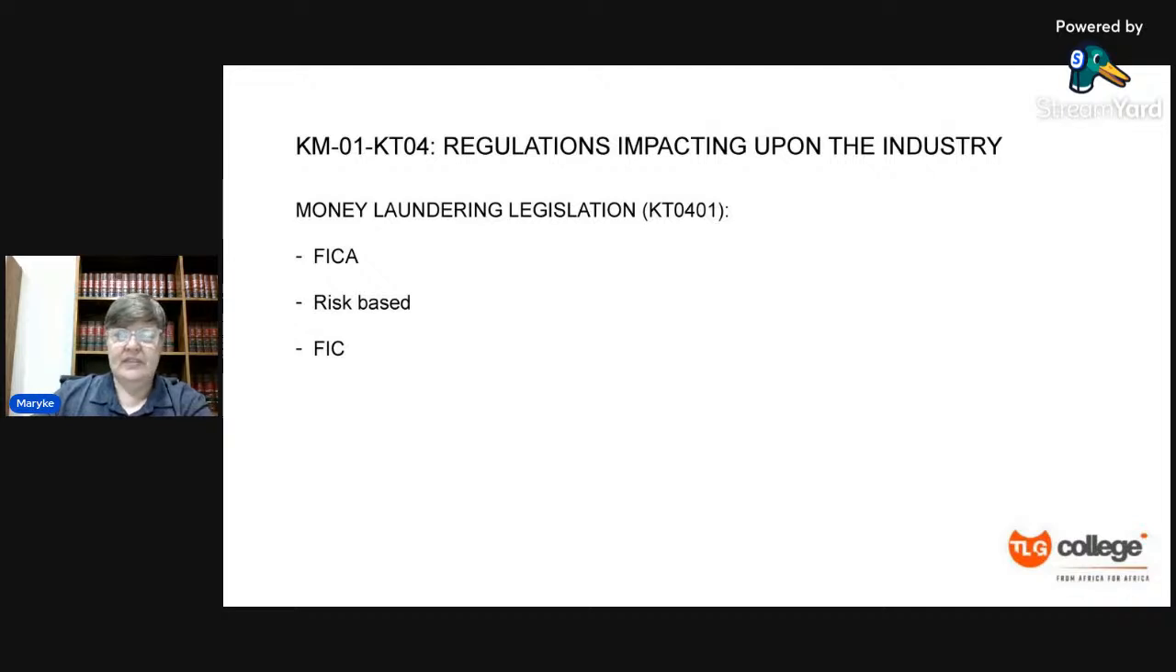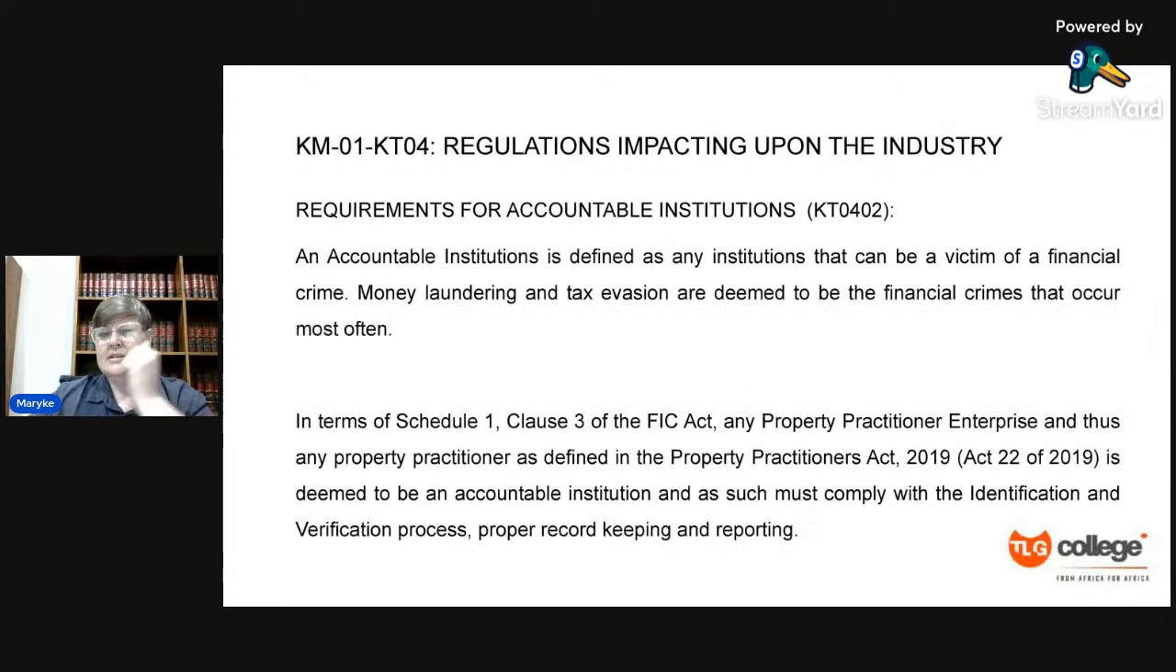So this ties in with the FIC Act, the Financial Intelligence Centre Act, also known as FICA. Again, it's risk based, so each and every single accountable institution should understand their risk and they should have a program, an RMCP, to mitigate that risk as far as possible. And we follow the guidelines in terms of the FIC, which is the regulatory authority. And this is where those accountable institutions come into play, right?